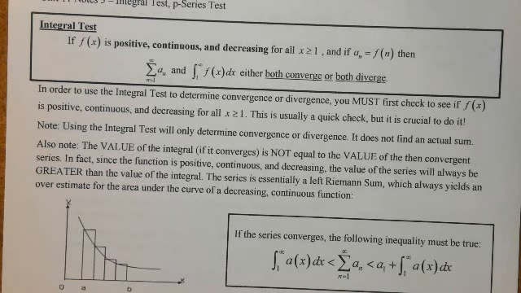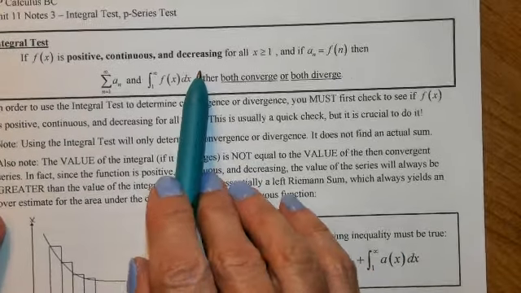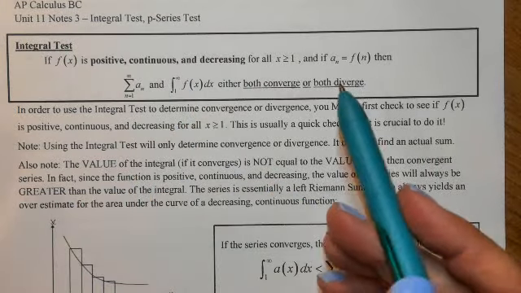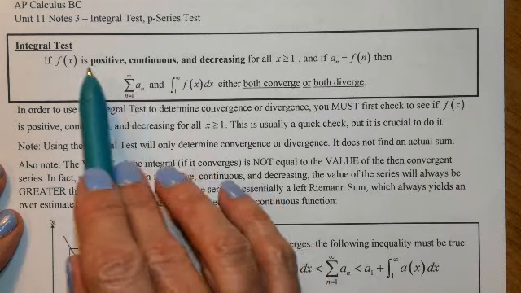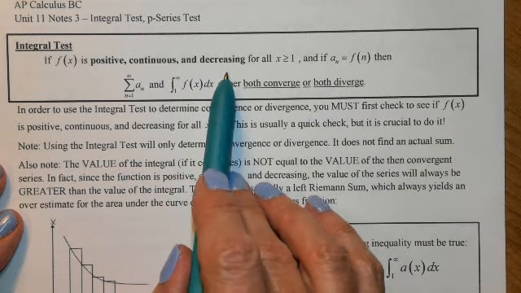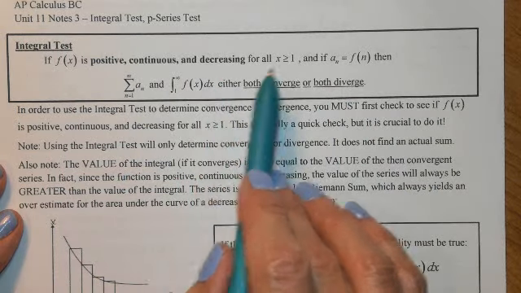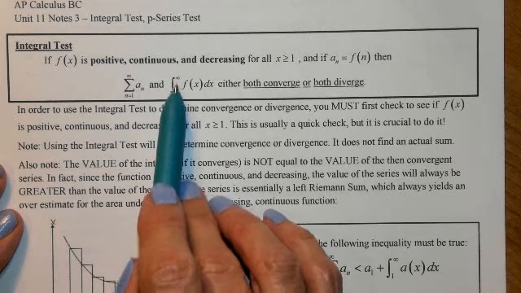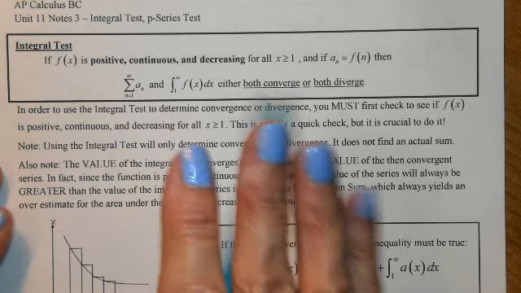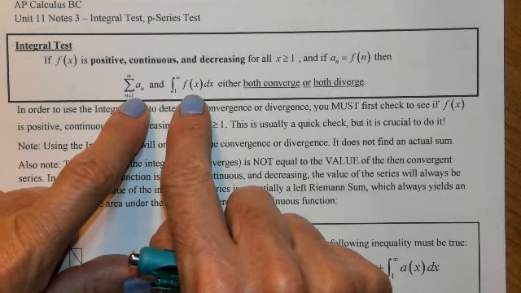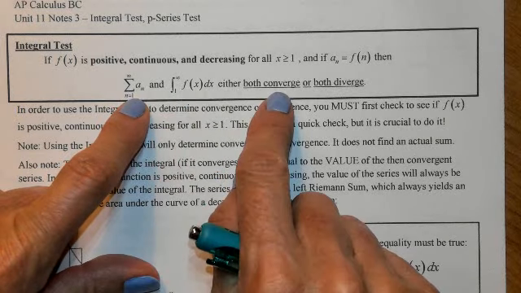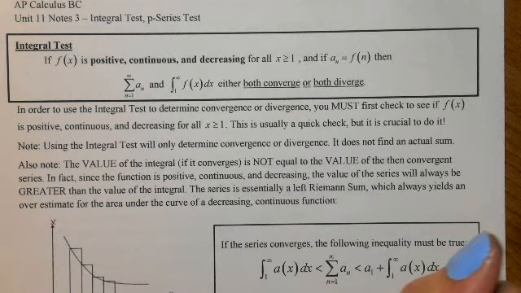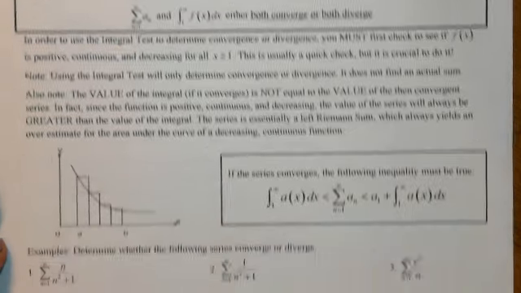Get situated here. Let's switch to these. So I went through why this is true, in other words. If f of x is positive, continuous, and decreasing on your interval, then both the series and the integral converge, or they both diverge. Okay? All right.